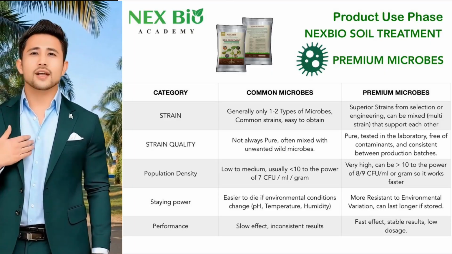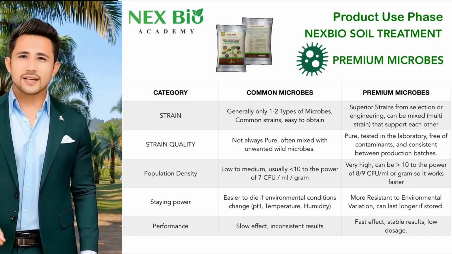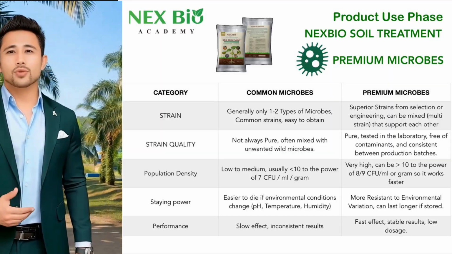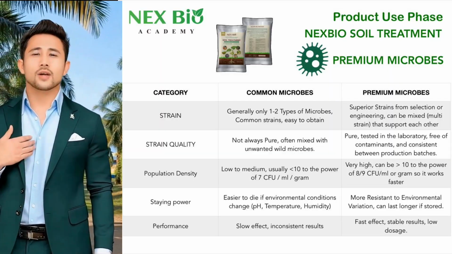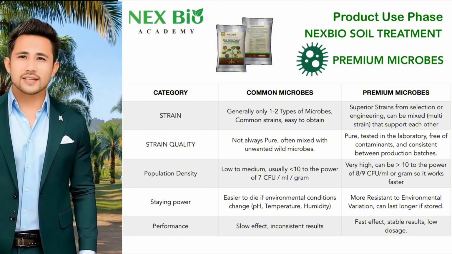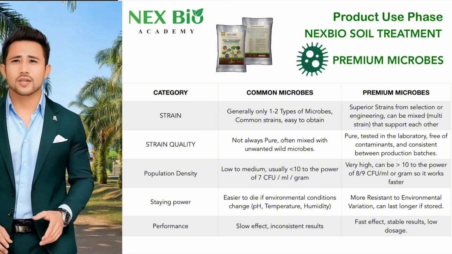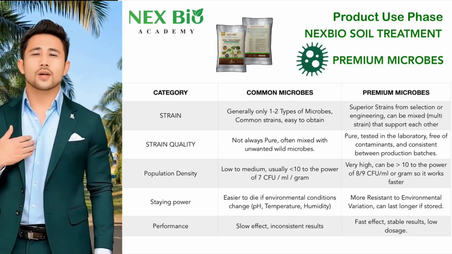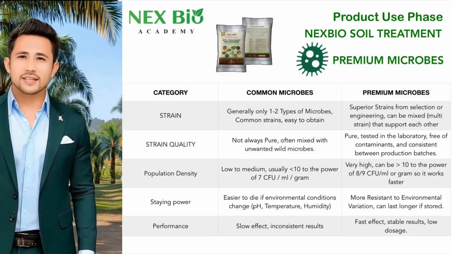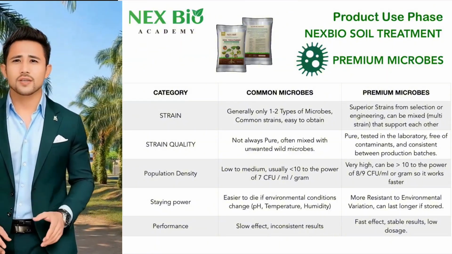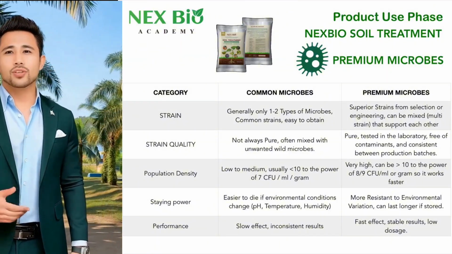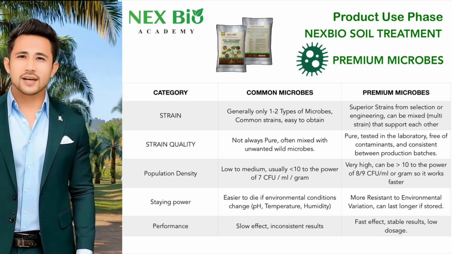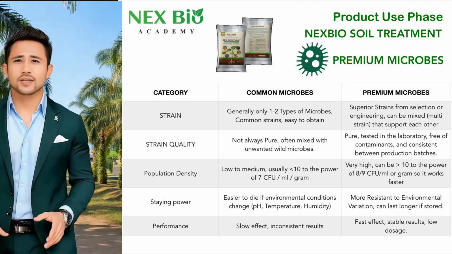so it works faster. The fourth category is staying power or durability. The common microbe dies more easily if environmental conditions change, like pH, temperature, or humidity. But the premium microbes are more resistant to environmental variation. They can last longer if stored. The fifth category is the performance. The common microbes have a slow effect and inconsistent results, but the premium microbes have a fast effect, stable results, and low doses.